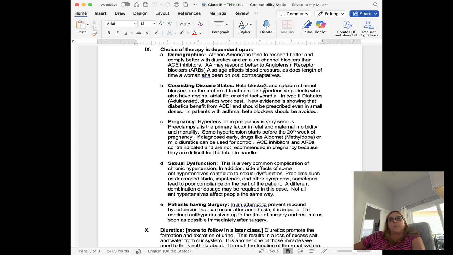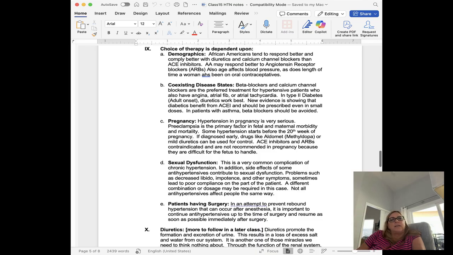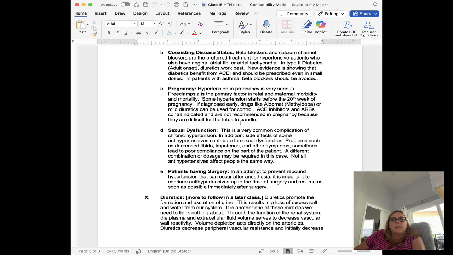In patients with asthma, we tend to avoid beta blockers, remember, because some of them are non-selective. Hypertension in pregnancy is very serious. As I mentioned earlier, preeclampsia is the primary factor in fetal and maternal morbidity and mortality. Remember, mortality is death, morbidity is illness. Some hypertension can actually start before the 20th week of pregnancy. If diagnosed early, mild diuretics or methyldopa can be used for control, but ACE inhibitors and ARBs are absolutely contraindicated and not recommended because the fetus can't handle them.